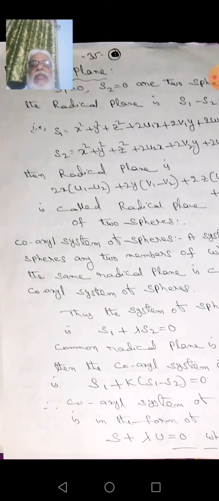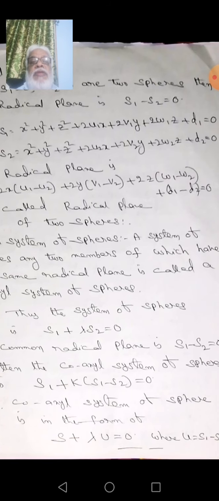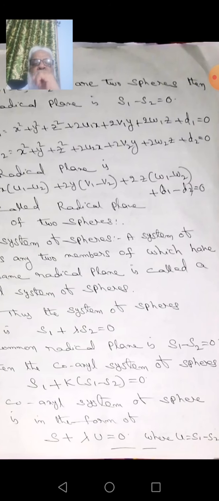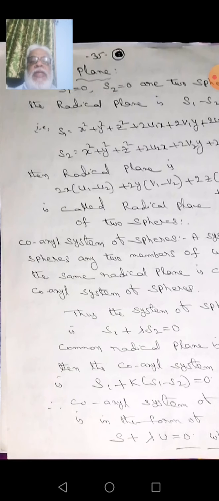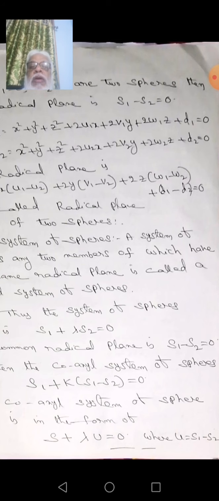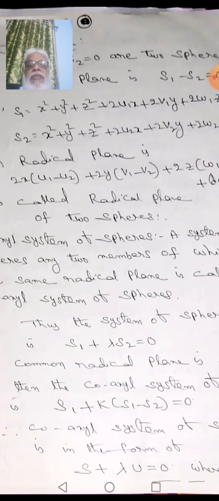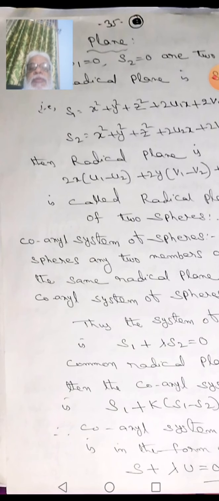Then the coaxial system of spheres. A system of spheres means two or more spheres. The definition is: a system of spheres, any two members of which have the same radical plane, is called a coaxial system of spheres.